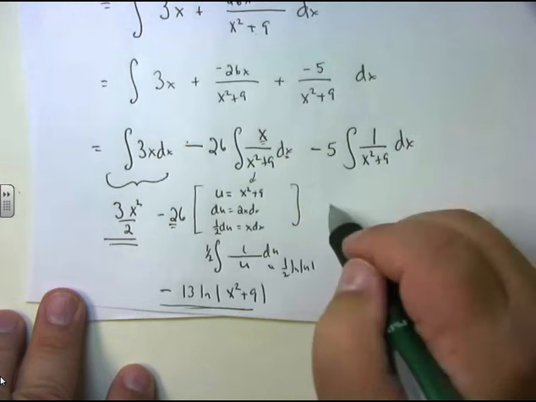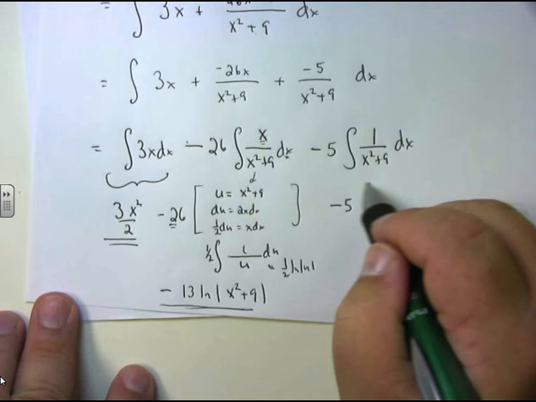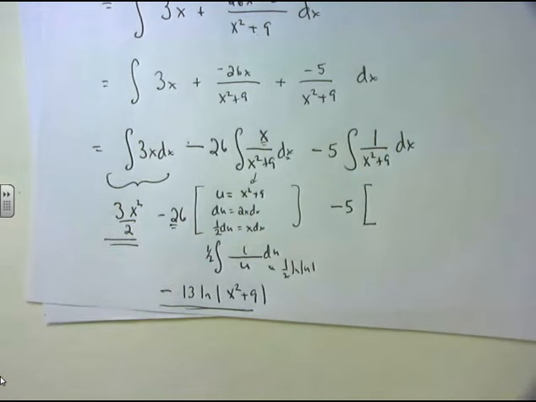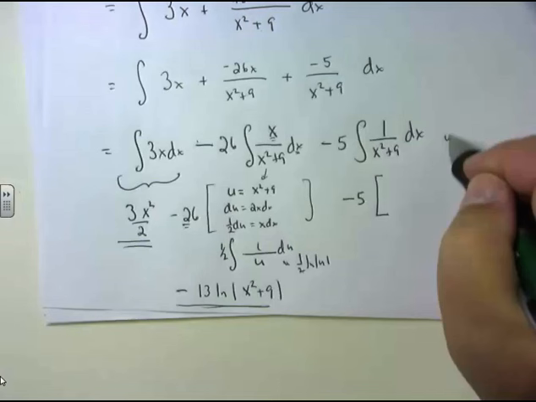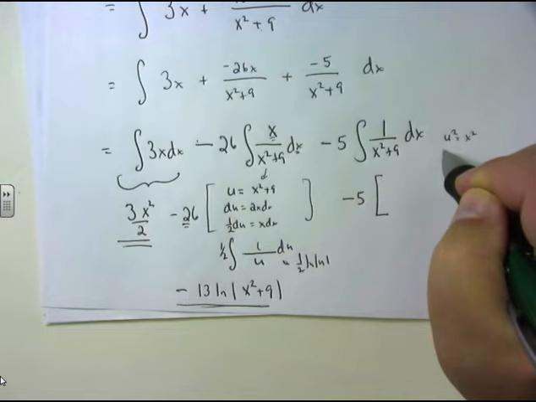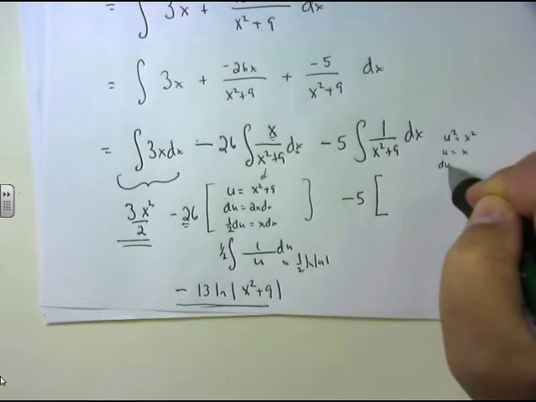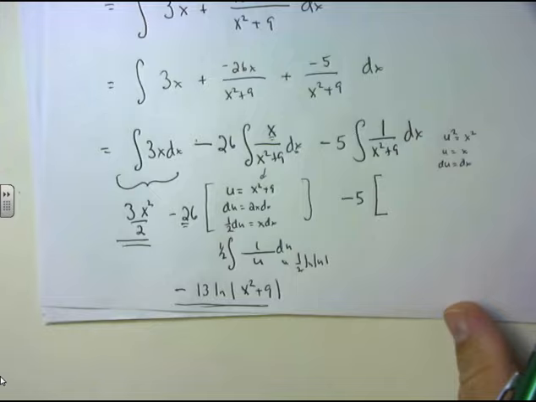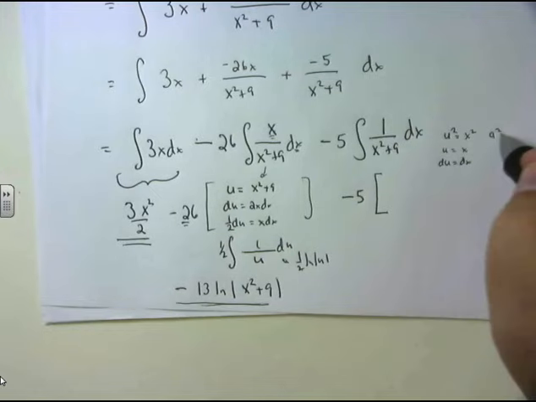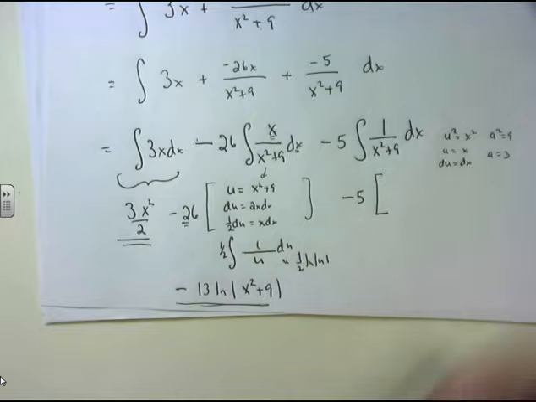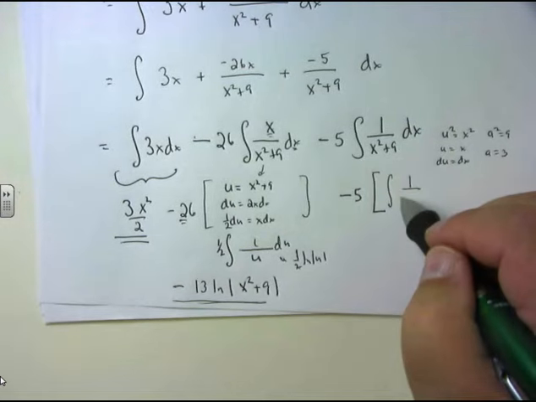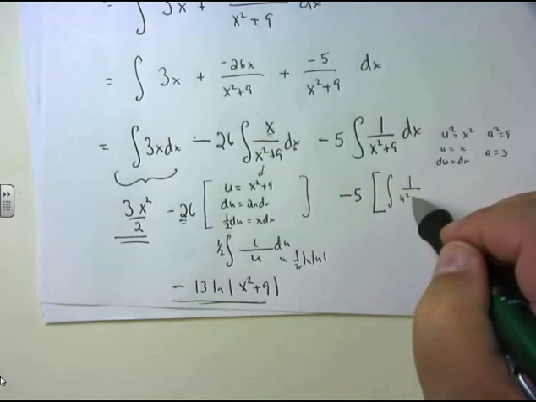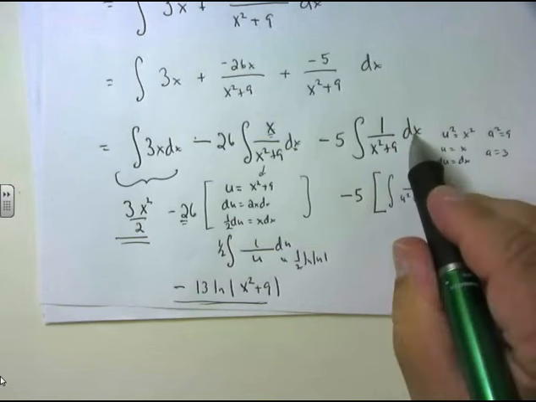Minus 5 is a constant. This is the integral of 1 over x squared plus 9. That is of this form right here, the arctangent form. And so I would let u squared equal x squared, making u equal to x and du equal to dx. Also, a squared would be 9, making a equal to 3. So I substitute to show you that I have the formula. This is the integral of 1 over x squared, which is u squared, 9 is a squared, and dx gets replaced with du.